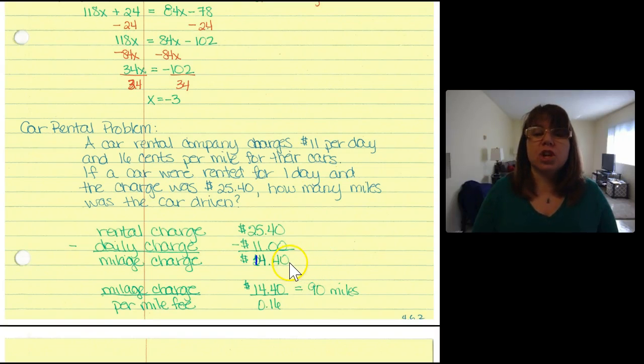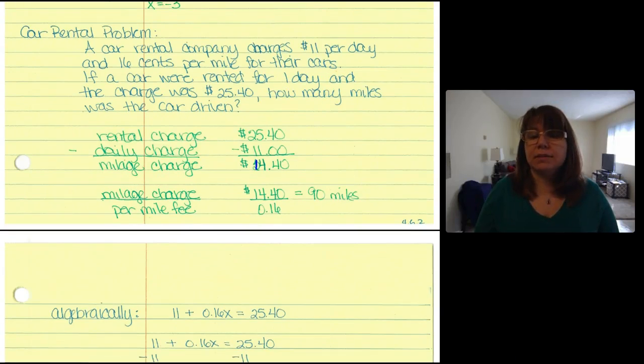But the mileage charge is a per mile fee of 16 cents. That's a division problem. So divide 16 cents into $14.40. That will give us 90 miles. So you drove 90 miles. Another way of looking at this is algebraically.